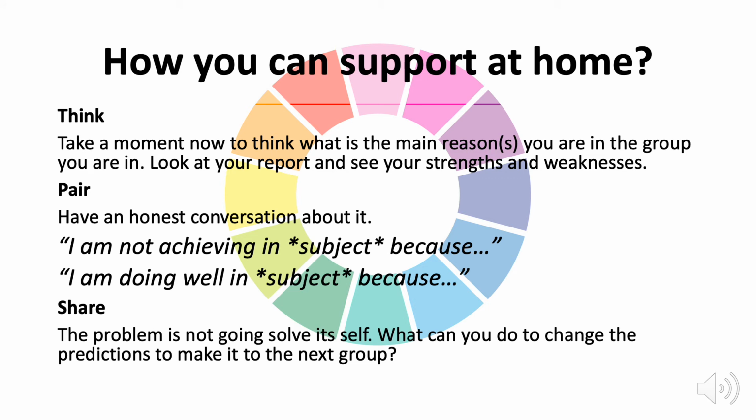What I'd like you to do is go through your child's report with them. Have an honest conversation about their strengths and weaknesses. Talk about why they are achieving in certain subjects but not others. Where are their target grades not matching up with their predictions? The problem is not going to solve itself. And what can you do and what can they do to change their predictions the next time round? The next slide has an activity you two can do together.